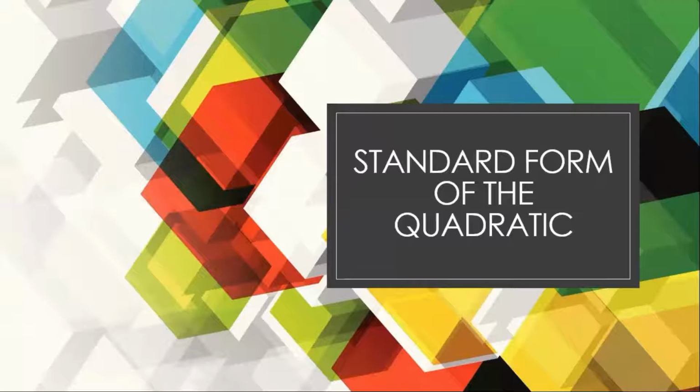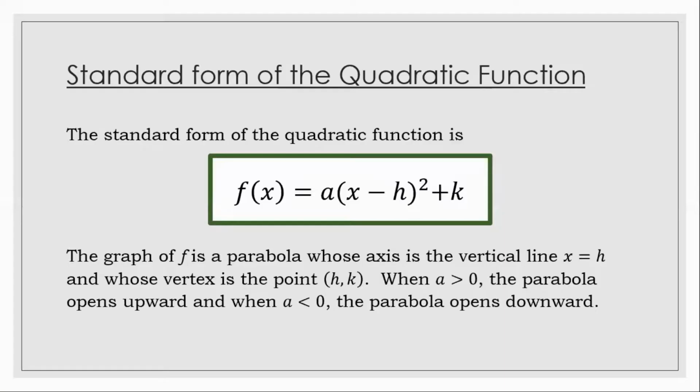Standard form of the quadratic. Just like how we learned about linear equations and how they have multiple forms, quadratics can be represented in different ways as well. Similar to slope-intercept form for a linear function, the standard form of the quadratic function makes graphing easy. This is because we can quickly spot the vertex and which way the parabola opens.